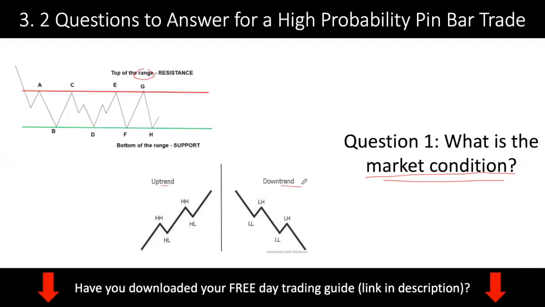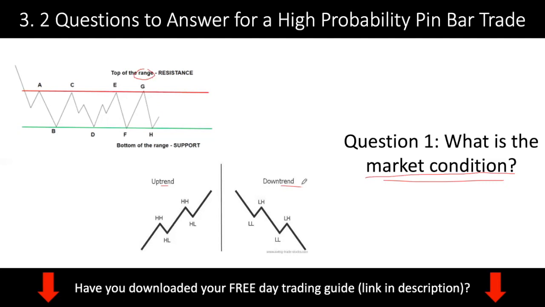So when you look at a chart, ask yourself first, what is the market condition? Is it ranging or is it in a trend? Because if you are ranging, then you want to buy pin bars of support and sell pin bars of resistance. If you are in an uptrend, you do not want to be selling pin bars of resistance. This is very important. You only want to be buying pin bars of support.